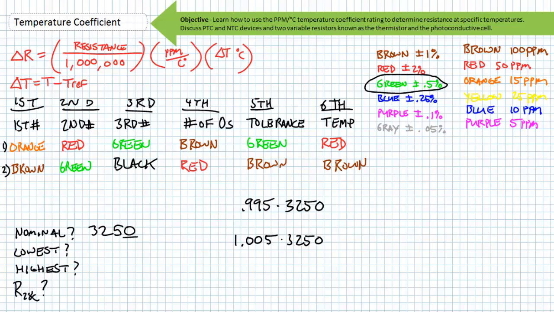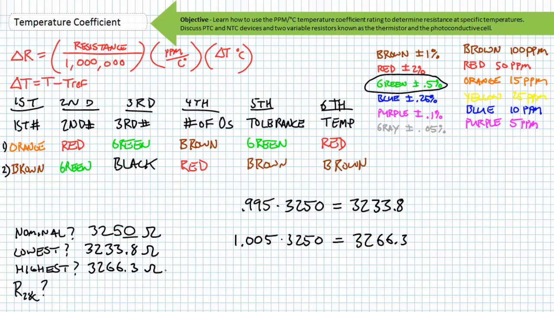The lowest expected value would be 0.995 times 3250, or 3,233.8. The highest value would be achieved by multiplying 1.005 times 3250, or 3,266.3 ohms. The spread between these values isn't really that big because of this resistor's extremely good tolerance rating.